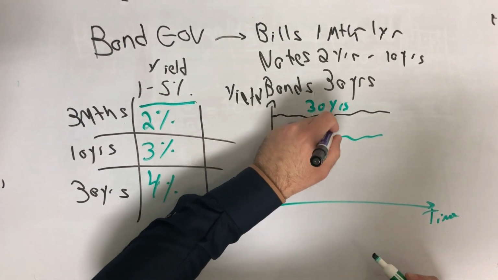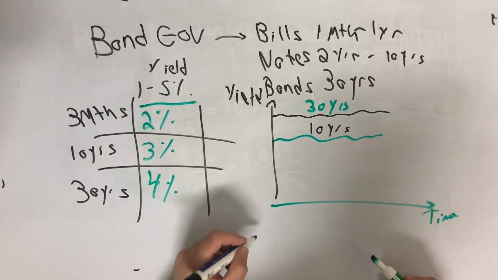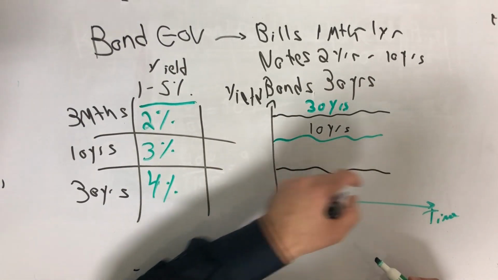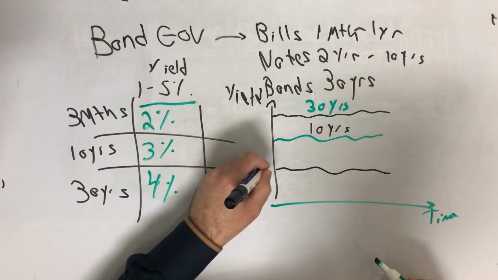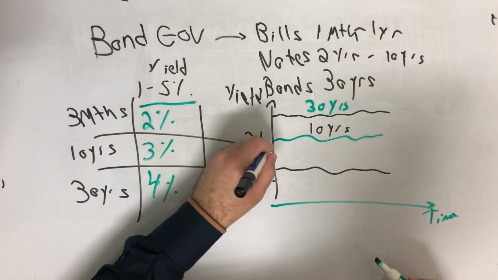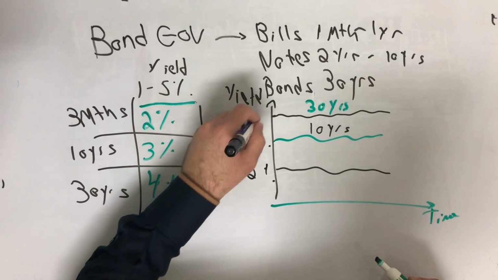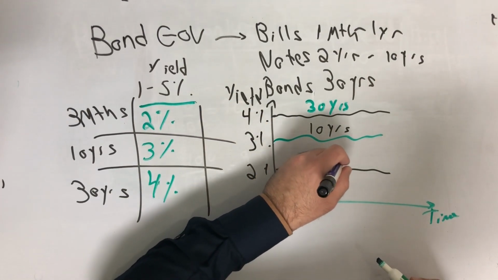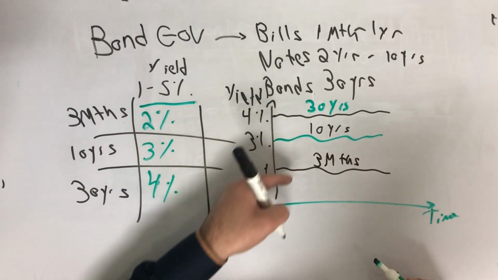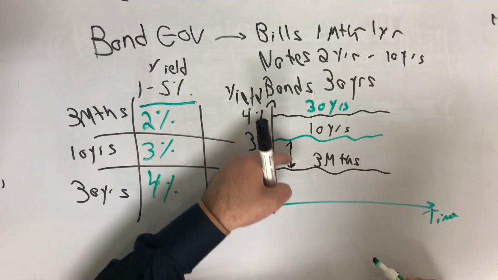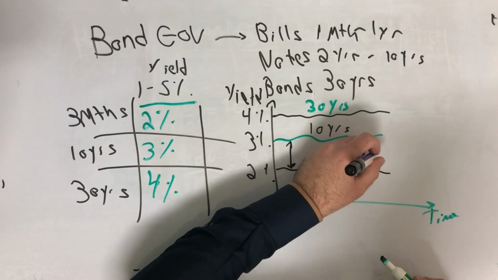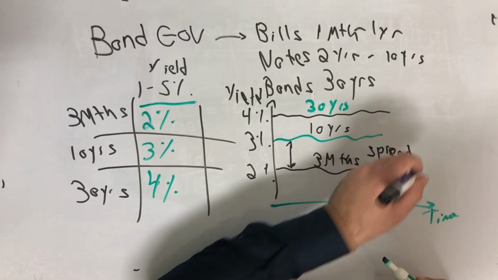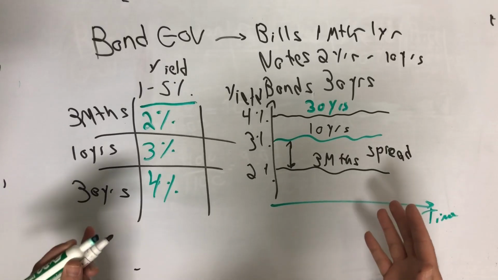That would be the 10 years. And 3 months would be over here with the 2%, right? That's 2%, that's 3%, and that's 4%. That's how the yields will be. And the gap between the bonds is called spread. That's the normal case, and that's how it should be.